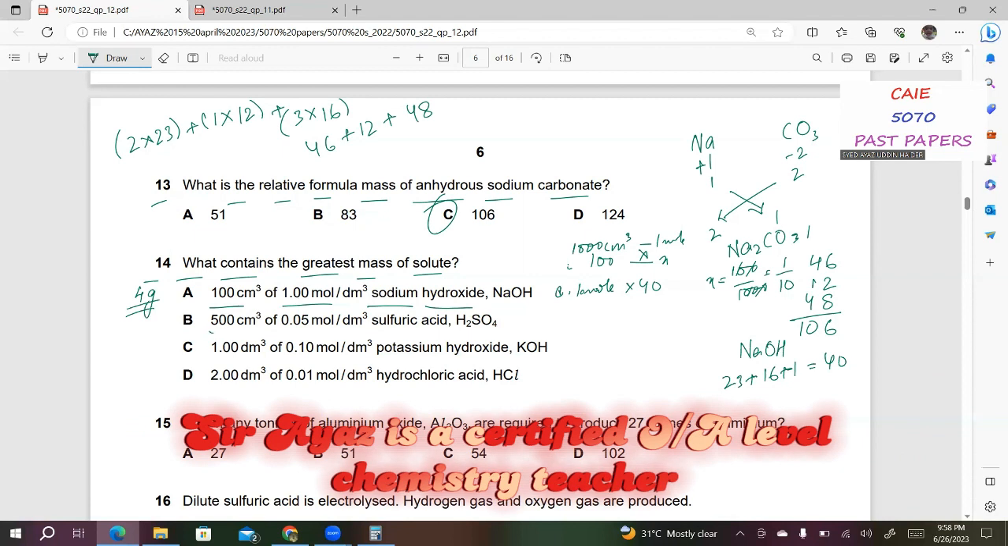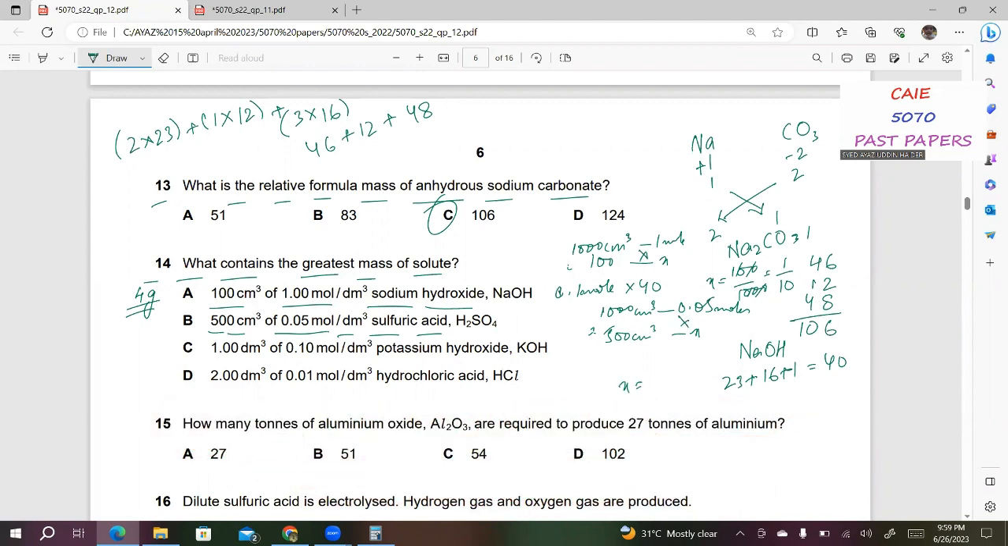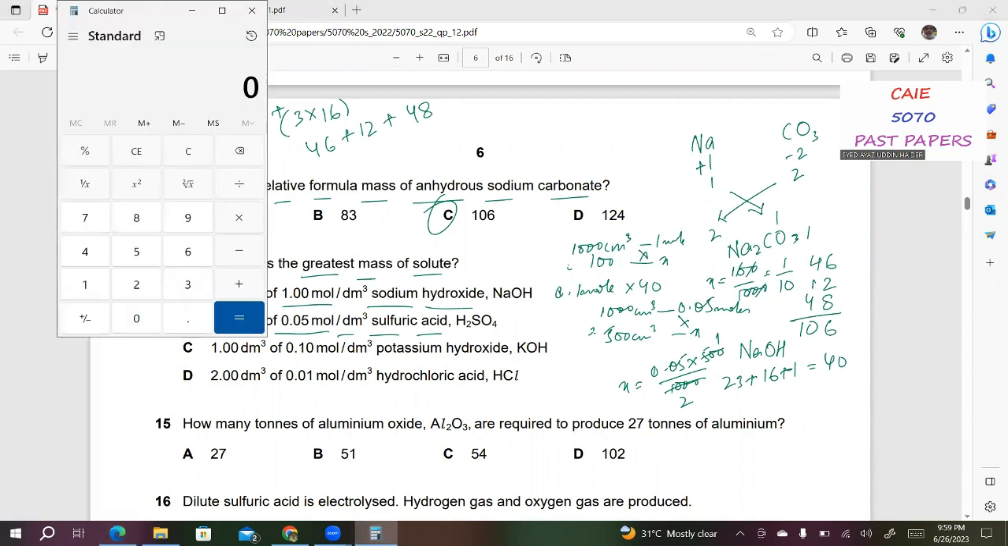B, 500 cm3 of 0.05 mole per dm3 sulfuric acid. So first of all, calculate the moles of sulfuric acid. 1 dm3 means 1000 cm3. 1000 cm3 contains 0.05 moles. Therefore, 500 cm3 contains x moles. So x is equal to 0.05 multiplied by 500 divided by 1000. This is 1 divided by 2. So 0.05 multiplied by 0.5.